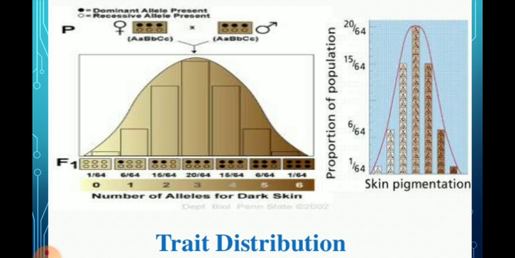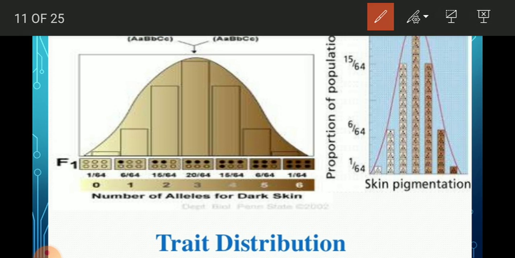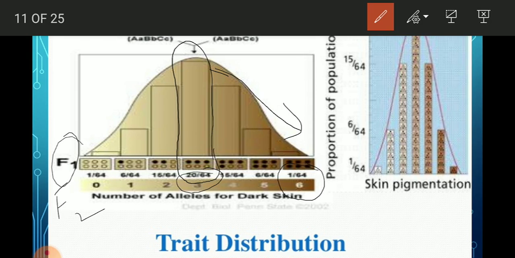So here the F2 generation is given. This is not F1, this is the F2 generation. In F2 we can see that 20 out of 64 are at number 3. Number 3 means that is mulatto, which is intermediate. When we go this way, it means dominant alleles are increasing, so in the last we have 1 out of 64 having all dominant alleles, and we are having the darkest skin.